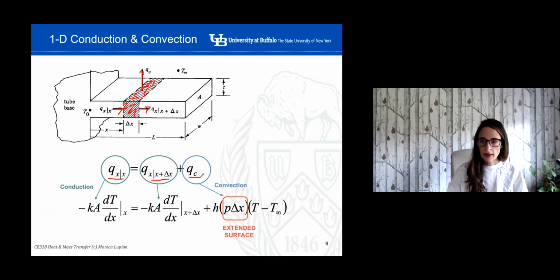If we apply the equations that we already know, the Fourier equation and Newton's law of cooling for conduction and convection respectively, then we know that the heat due to conduction is equal to the thermal conductivity times the area times dT/dx. And the heat due to convection is equal to h times the area, in this case the extended surface area, times delta T.